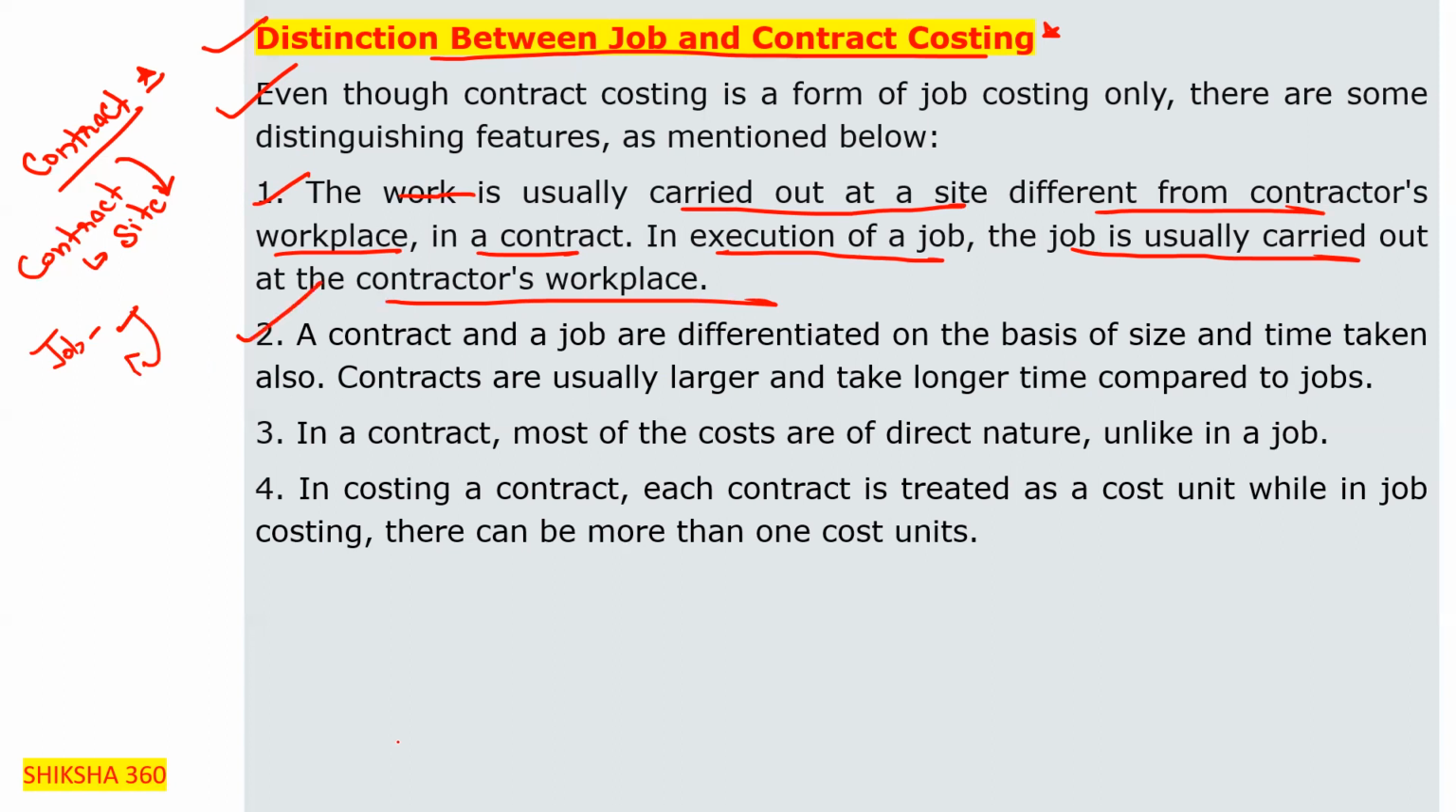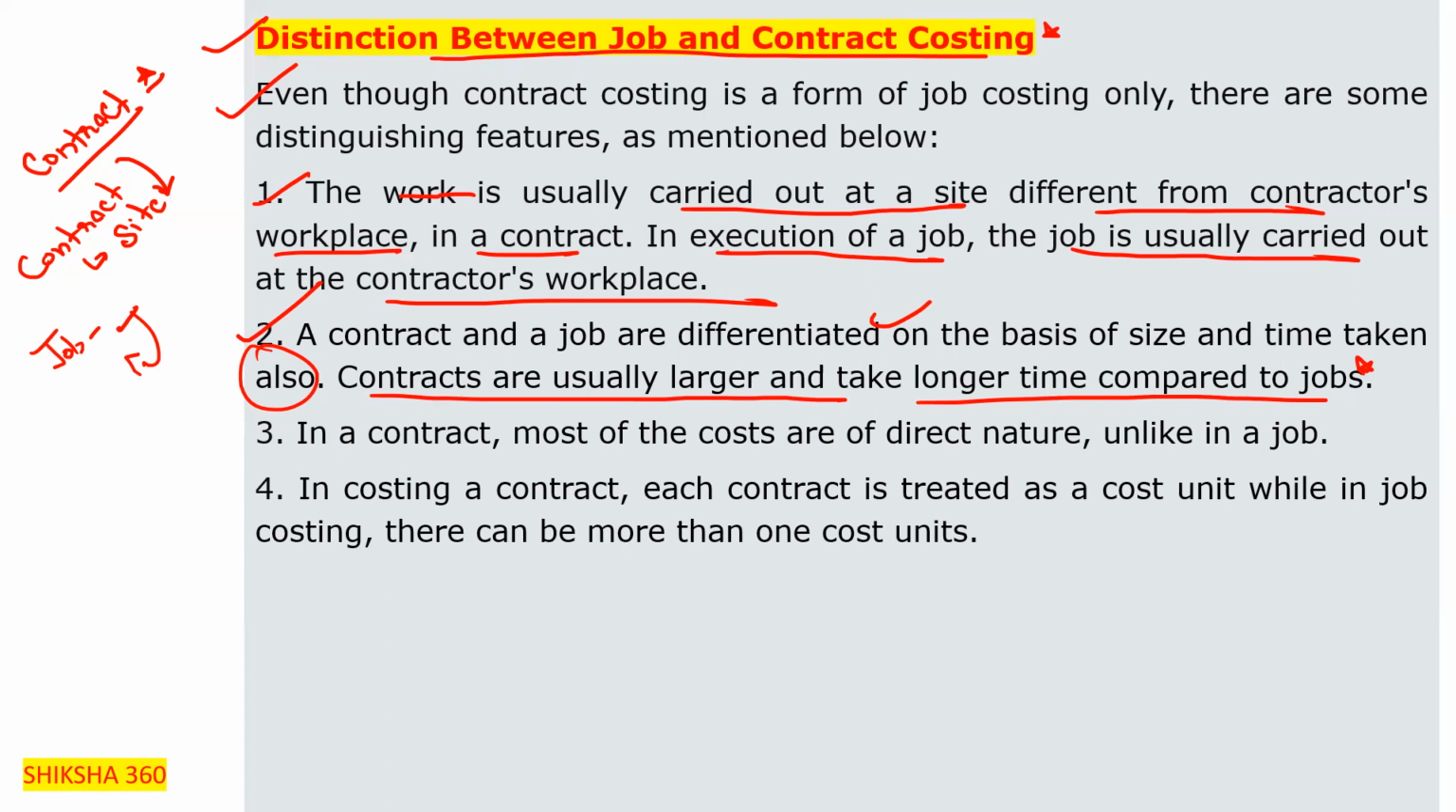Second one, a contract and a job are differentiated on the basis of size and time taken also. Contracts are usually larger and take a longer time compared to jobs.